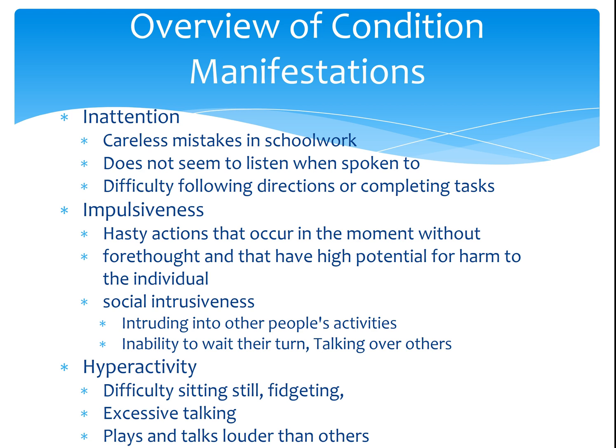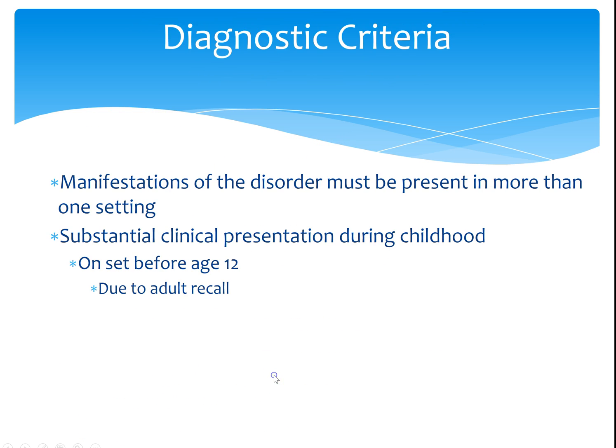And then there's another part of the impulsiveness, which is social intrusiveness, intruding into other people's activities. They have an inability to wait their turn. They'll cut in front of the line or throw a fit because it's not their turn yet. They often talk over others or interrupt before a question is complete. The hyperactivity part is manifested by difficulty sitting still, fidgeting, excessive talking, and playing or talking louder than others or what would be considered normal.